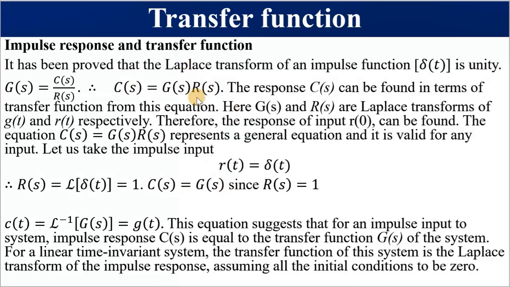Because the Laplace transform of the input, because it is an impulse signal, is equal to 1. Since this is equal to 1, please take note that the inverse Laplace transform of this is equal to g(t). We are talking of Laplace transform pairs, and this equation suggests that for any impulse input to a system, the impulse response is equal to the transfer function G(s). We'll be revisiting these standard test input signals more often.